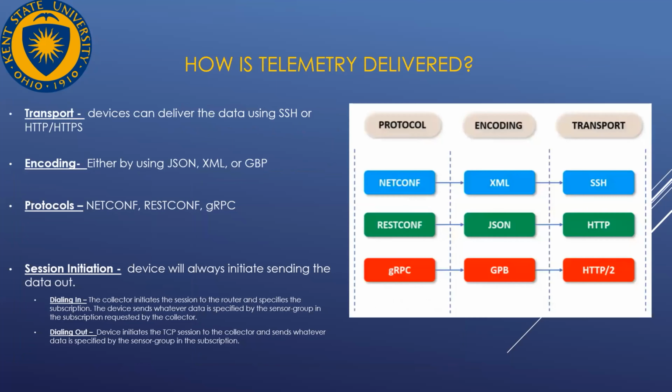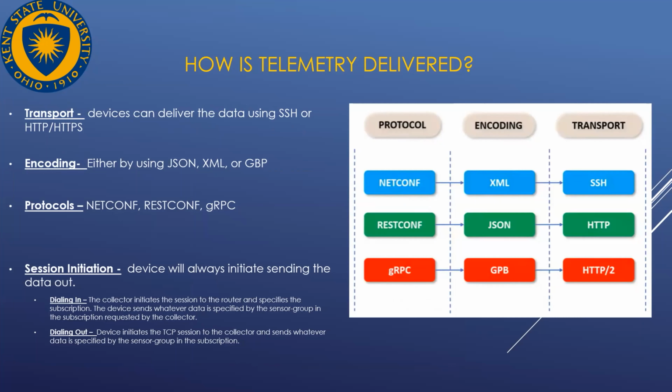How is telemetry delivered? There are three main components with it. You have transport, encoding, and the protocols in use. For transport, the devices can deliver the data using SSH or HTTP or HTTPS. For the encoding, that's going to be primarily JSON, XML, or GPB. And then the protocols, depending on the protocol stack in use, would be NETCONF, RESTCONF, or gRPC.